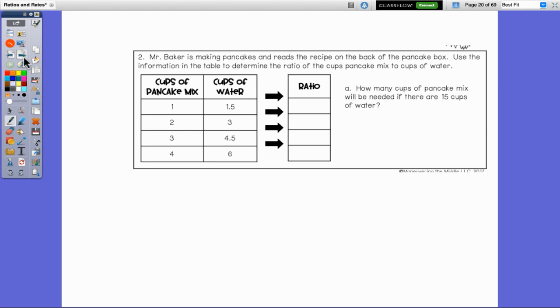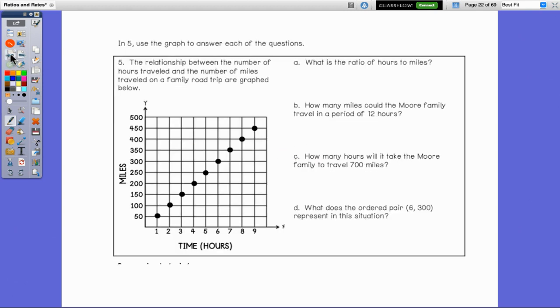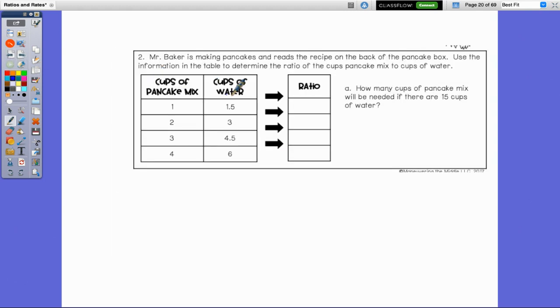Okay, Mr. Baker is making pancakes and reads the recipe on the back of the pancake box. Use the information in the table to determine the ratio of the cups of pancake mix to cups of water. A, how many cups of pancake mix will there be if there are 15 cups of water? So we can figure out what our ratio is. I have a ratio of 1 to 1.5.